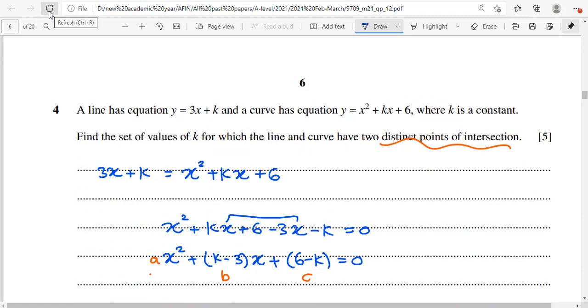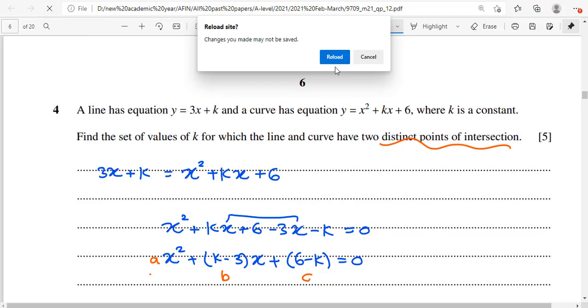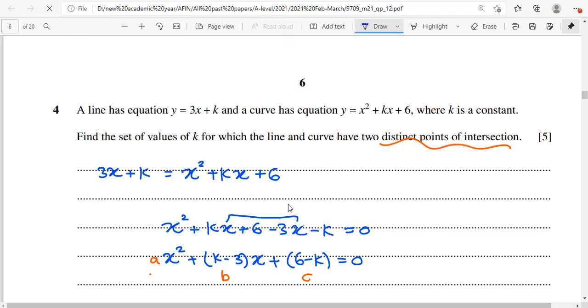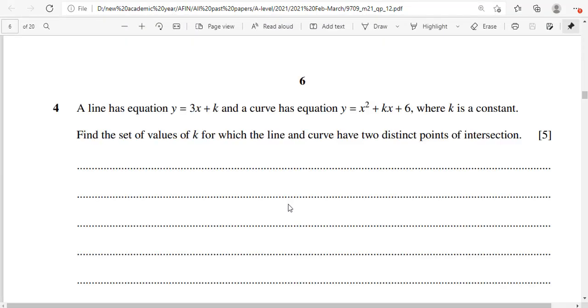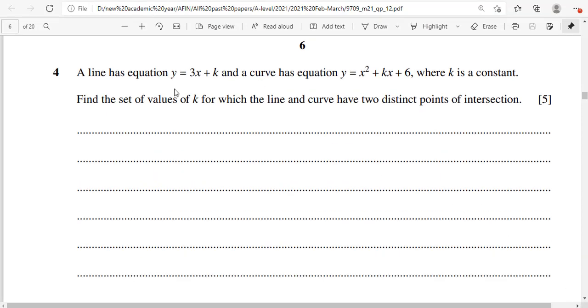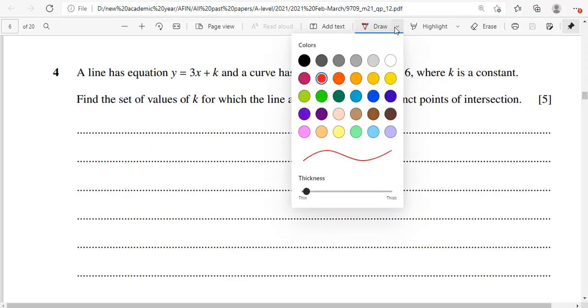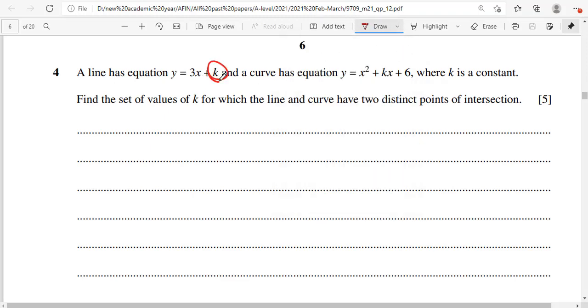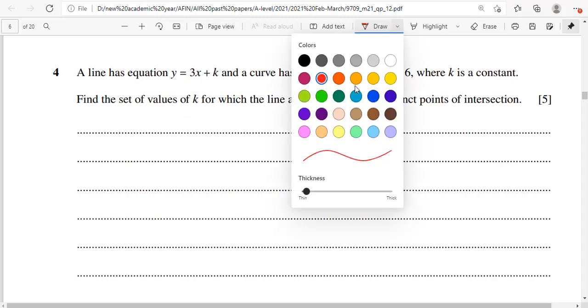Okay, question 4. Find k. So when a question says find k, don't think straight away this question is very hard. No, there must be some evidence that help you to find k.